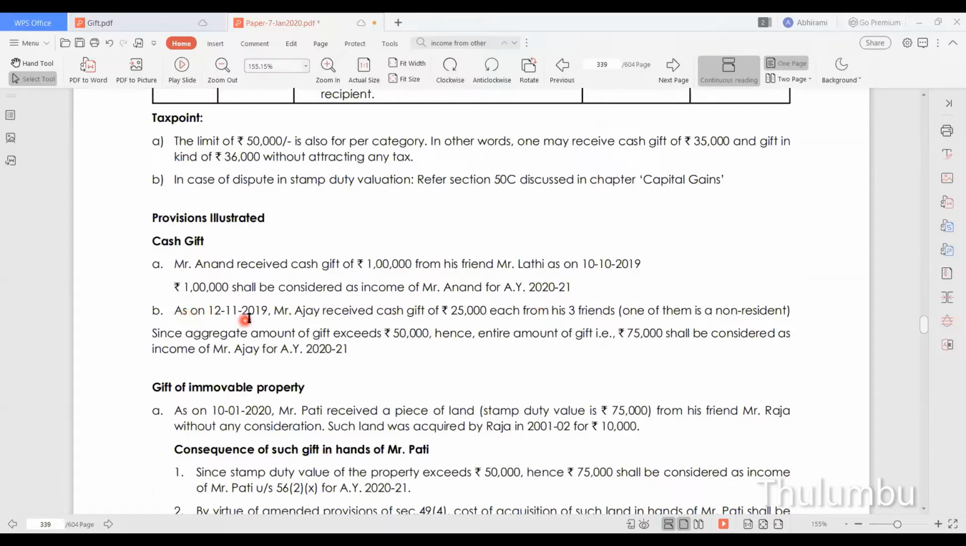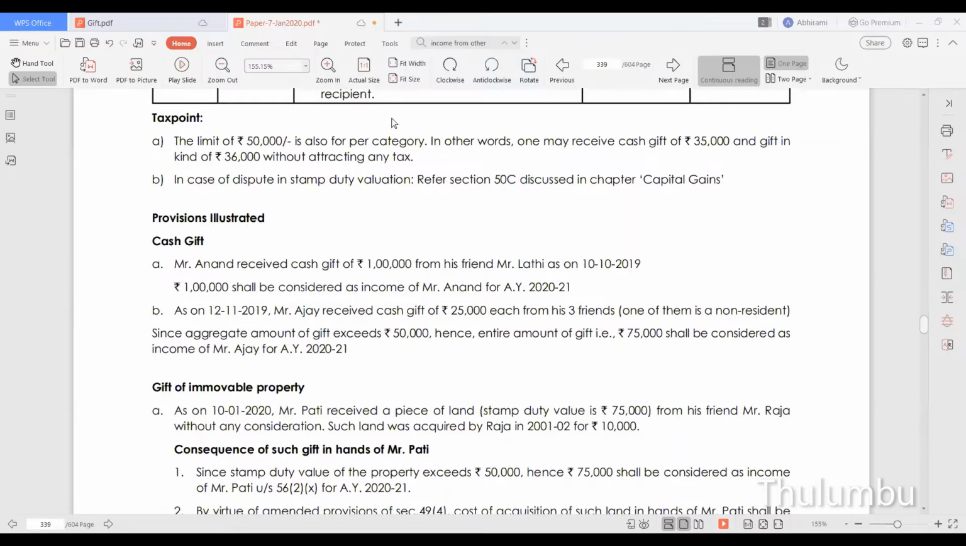Next, on 12th November 2015, Mr. Ajay received a cash gift of 25,000 each from his 3 friends. One of them is a non-resident. So he received 25,000, 25,000, 25,000 from three people. The total receipt is 75,000. It has exceeded 50,000, so the entire 75,000 is taxable as income from other sources.